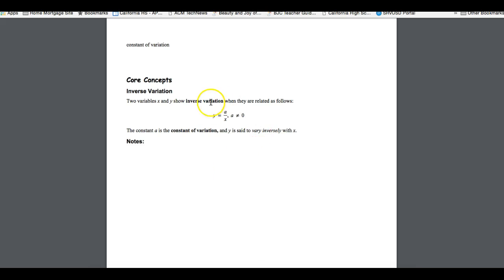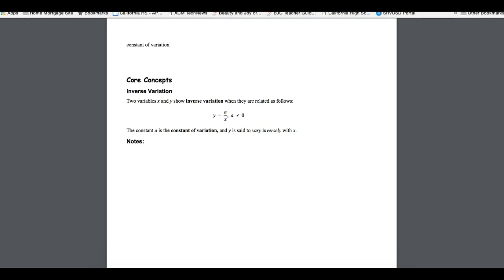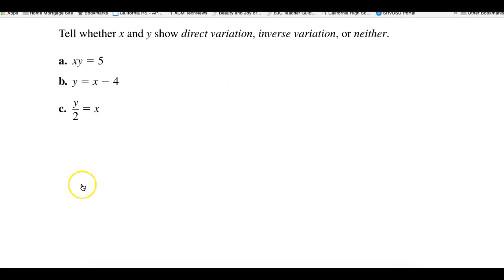So what that means is if your variables are related in this way, such that y is always equal to a constant divided by x, then we say that those show an inverse variation. We call a the constant of variation, and we say that y is said to vary inversely with x. Now, let's look at a couple examples here. These examples are going to show you three different situations where we've got inverse variation, direct variation, and neither. So let's go ahead and look at them.